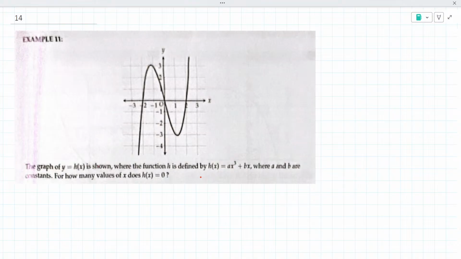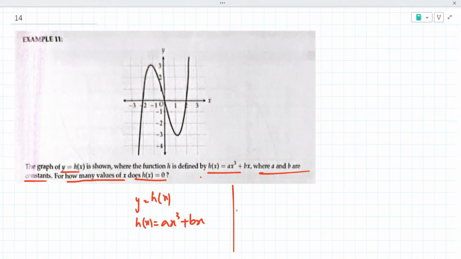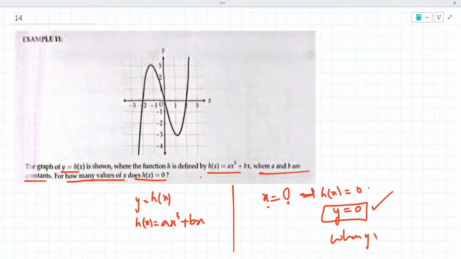Okay, the graph y equals h of x is shown, where the function h is defined by h of x equals ax cubed plus bx, where a and b are constants. For how many values of x does h of x equal 0? How many values of x does h of x have value 0? Which means y equals 0. For how many values of x are y values 0?